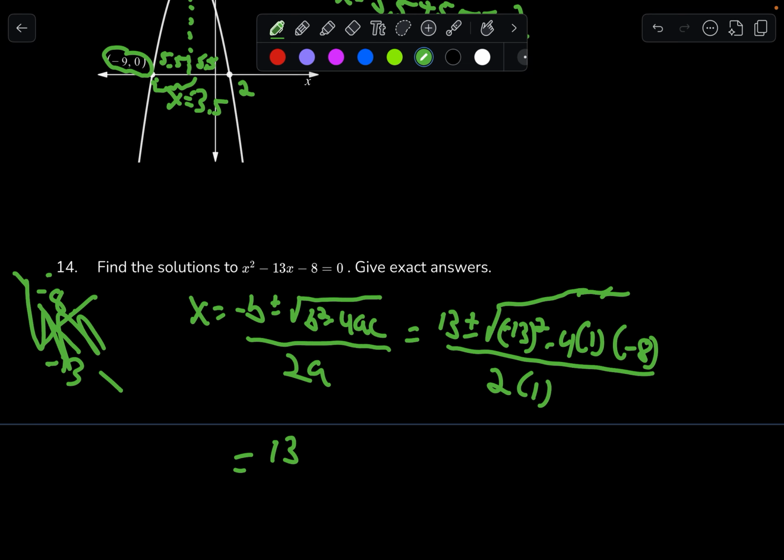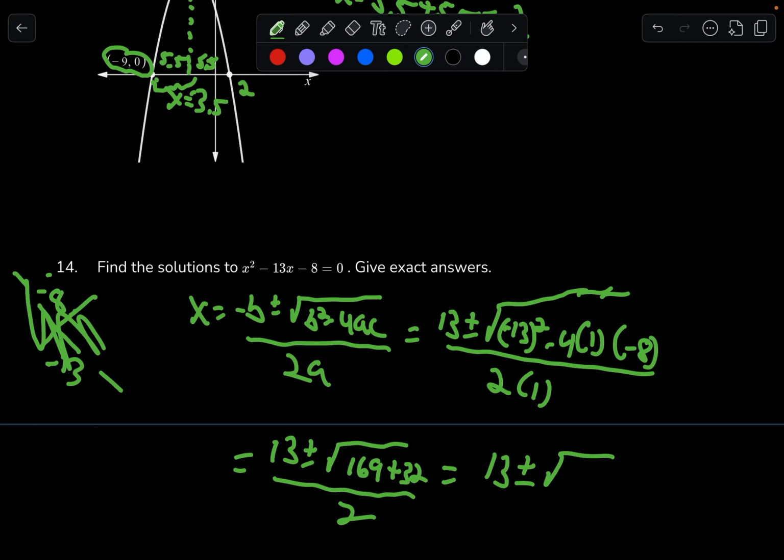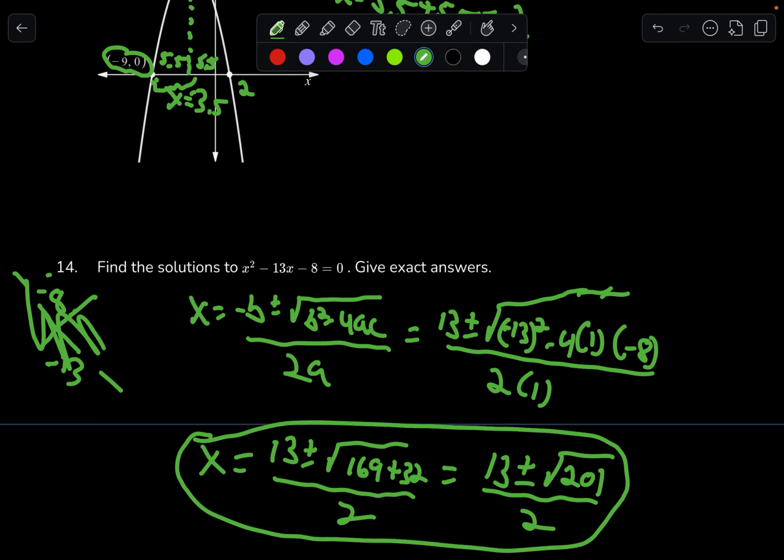Well, this equals 13 plus or minus the square root of, I know off the top of my head that 13 squared is 169, plus 32, all over 2. I'm doing this without a calculator, so I'd better be careful. 169 plus 32 is 201. So the exact answer is 13 plus or minus the square root of 201, all over 2. And that would be the two solutions from the quadratic formula.